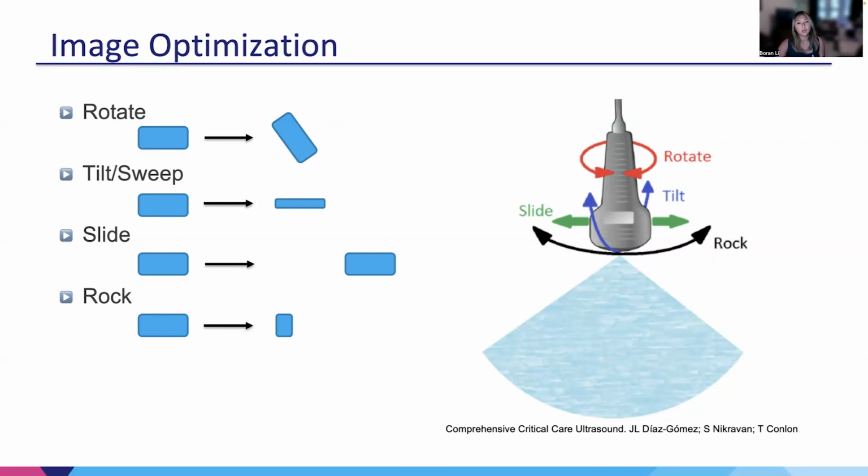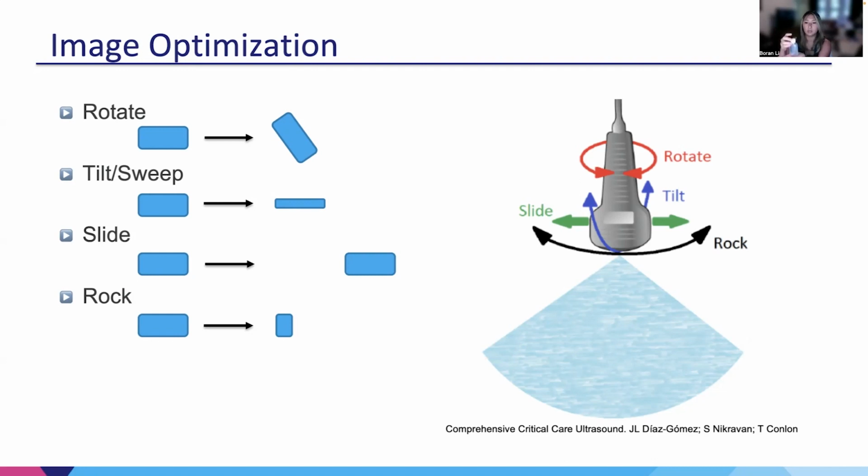So the four terms that I use most frequently are rotate, tilt, slide, and rock, and we just have to go over them really quickly. Rotating is probably the easiest one to understand. It's where you take the probe and you just turn it in the same plane, the same Z plane. So the footprint, which is what I've tried to illustrate here on the left, doesn't change in terms of the amount of surface contact there is between the probe and the patient. It just changes essentially in orientation.